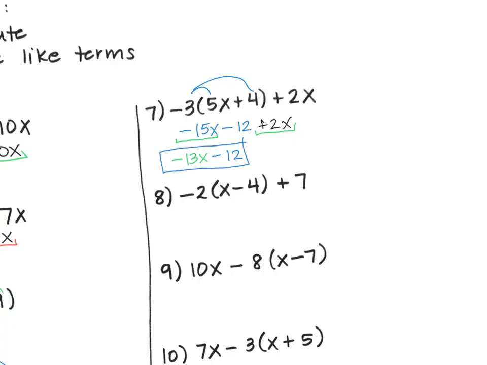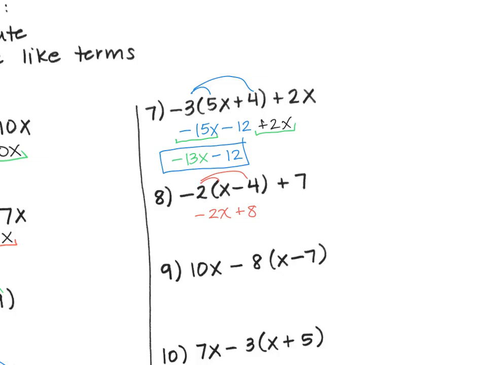Okay, I'm going to go ahead and try another one with negatives. If you're confident, you're welcome to do it on your own and then check. Okay, I see the parentheses, so I want to do this and this. So negative 2 times x is negative 2x. Okay, minus 2 times minus 4 is going to cancel to a positive 8.